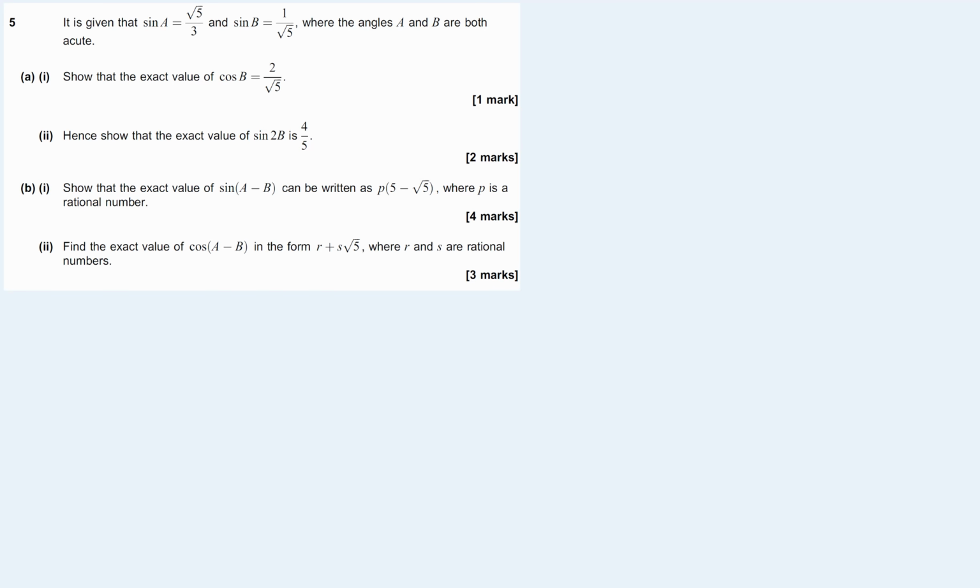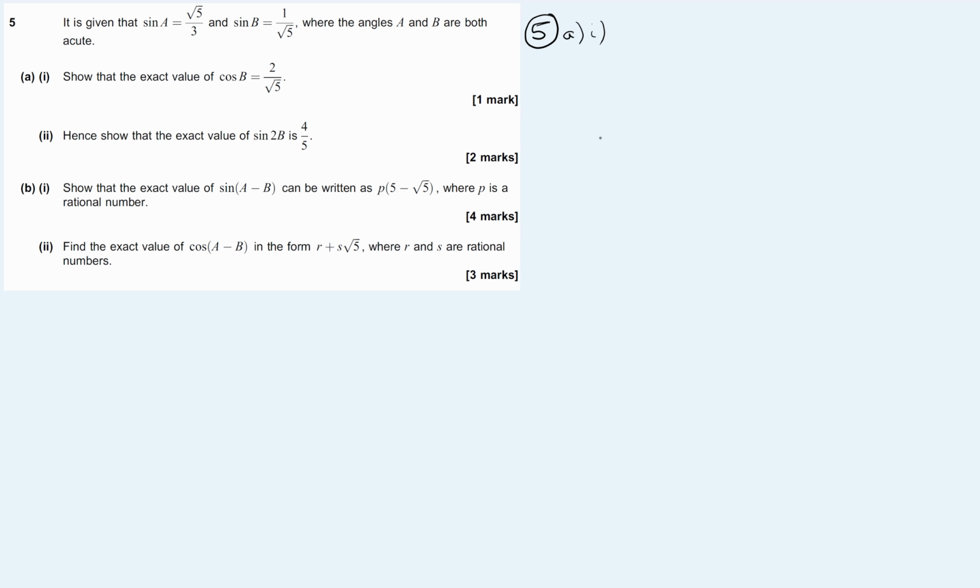Doubt, my favourite question on the paper. So for question 5, we are asked to use some exact values here. First things first, for the first mark, show that the exact value of cos b can be written as 2 over root 5.